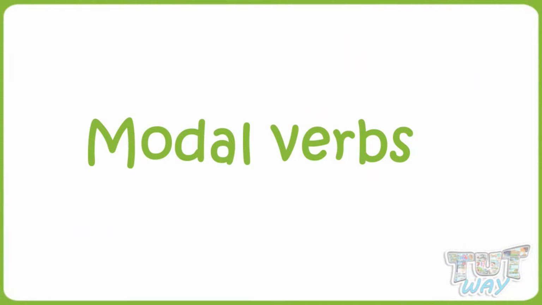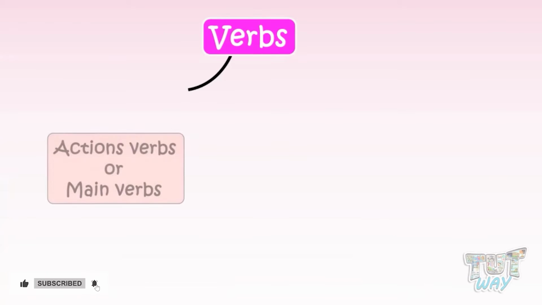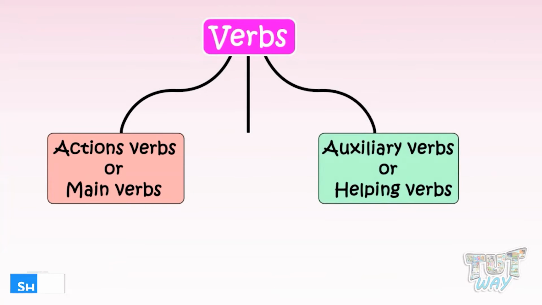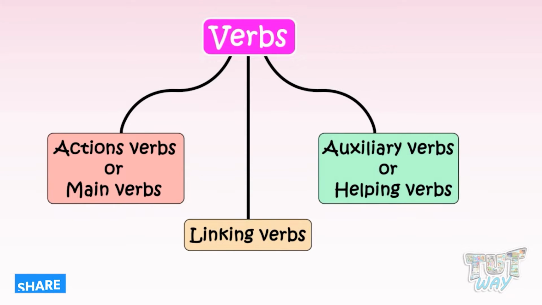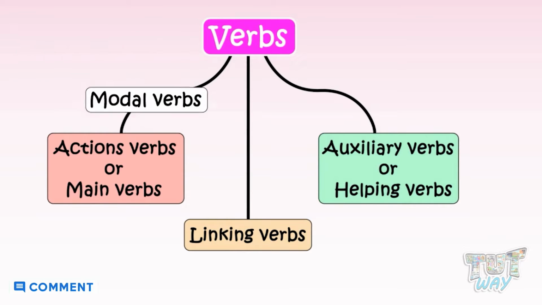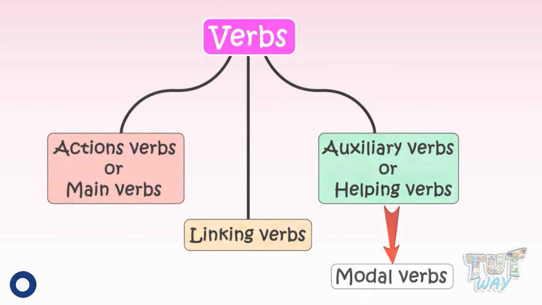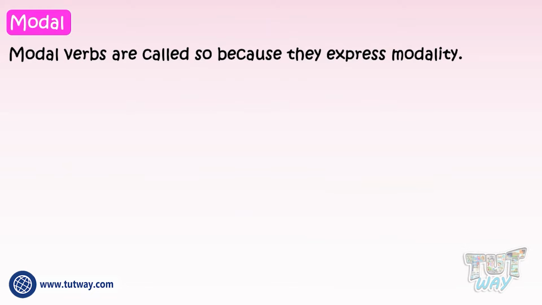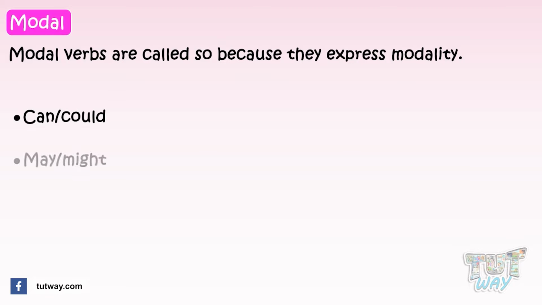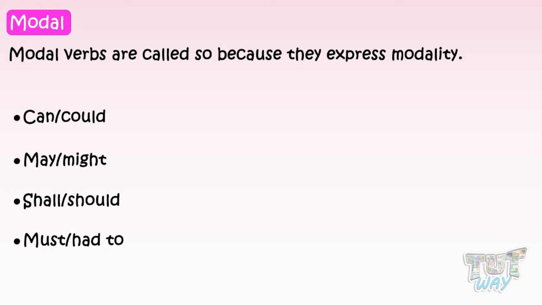So let's start. In our last section, we have learned about main verbs, helping verbs, and linking verbs. Today we are going to learn about modal verbs that come under the category of helping verbs. Modal verbs are called so because they express modality. Some of the commonly used modals are can, could, may, might, shall, should, must, and had to.